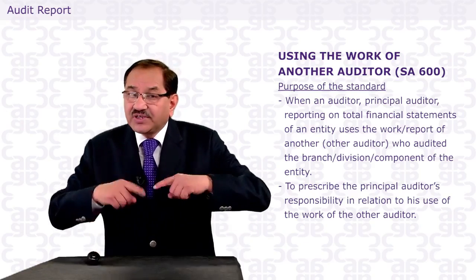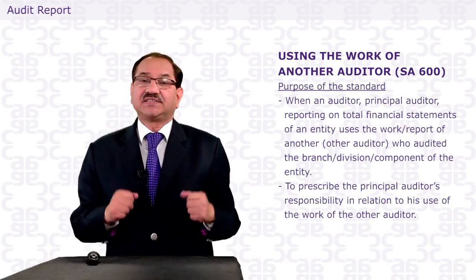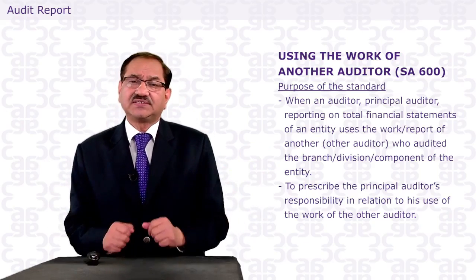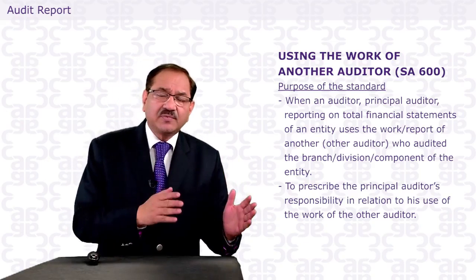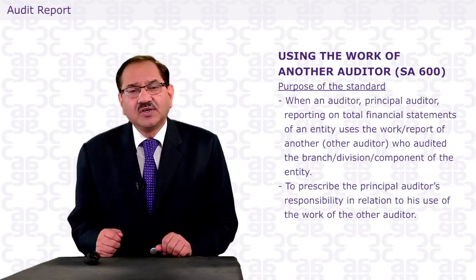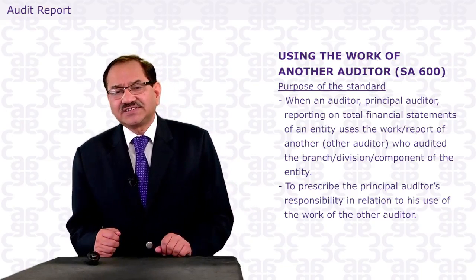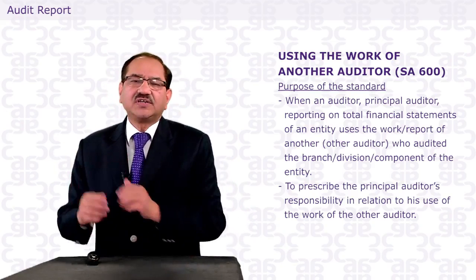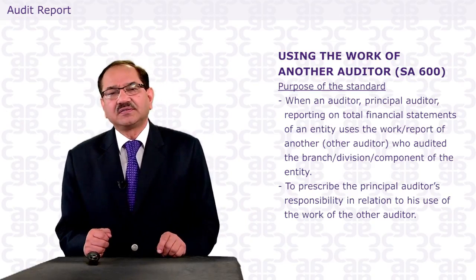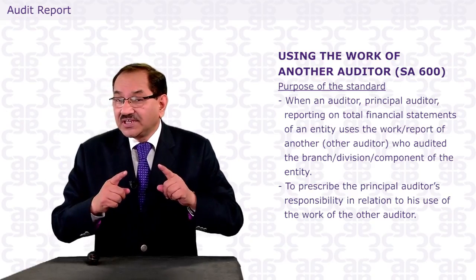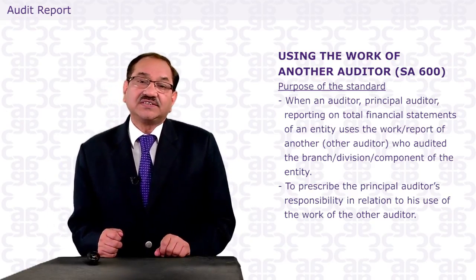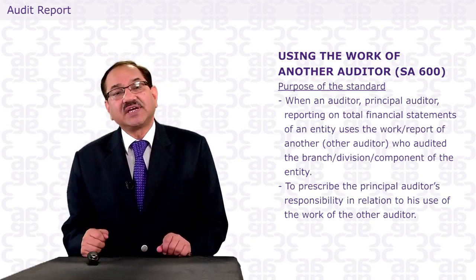But you have to give an opinion on the total financial statements. The principal auditor has to give an opinion on the total financial statement, whereas he might have audited only 60% of the financial statement, assets and liabilities and income and expenditures. 40% are audited by the branch auditors. But he has to give his opinion on 100% of the financial statement, assets, liabilities, income and expenditures.